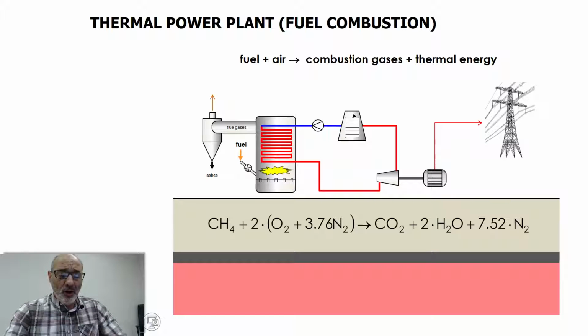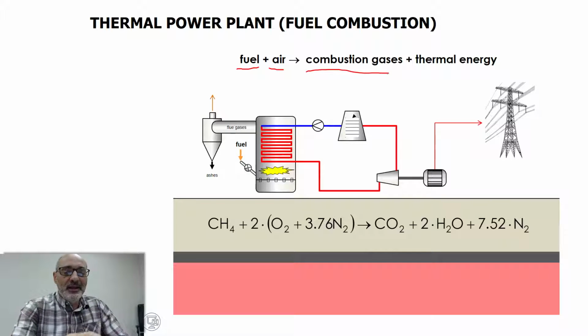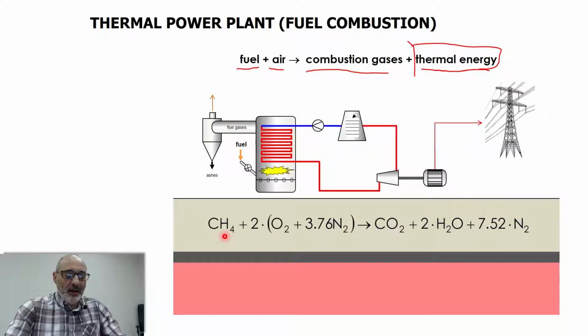Okay, so there's always a combustion reaction, which is you take your fuel mixed with air, or it can be pure oxygen. Then you have combustion gases and thermal energy. Thermal energy is going to be converted to electricity. So the combustion reaction can be something like this. I'm using methane here just for simplicity, and because in a few slides we're going to calculate some things about this chemical reaction. For instance, we're going to calculate the combustion temperature of this reaction.